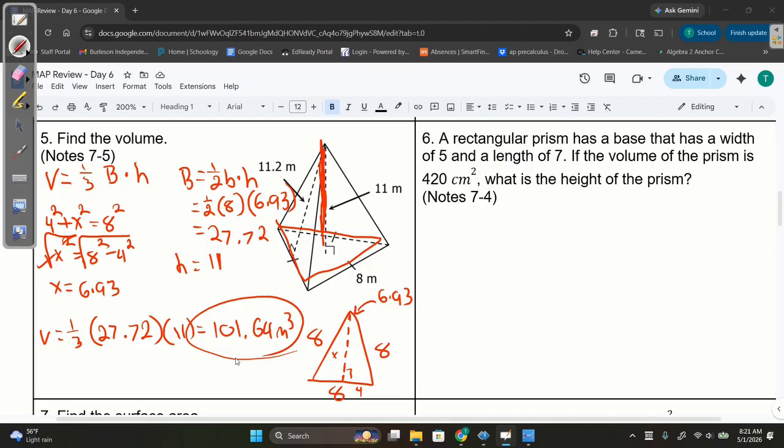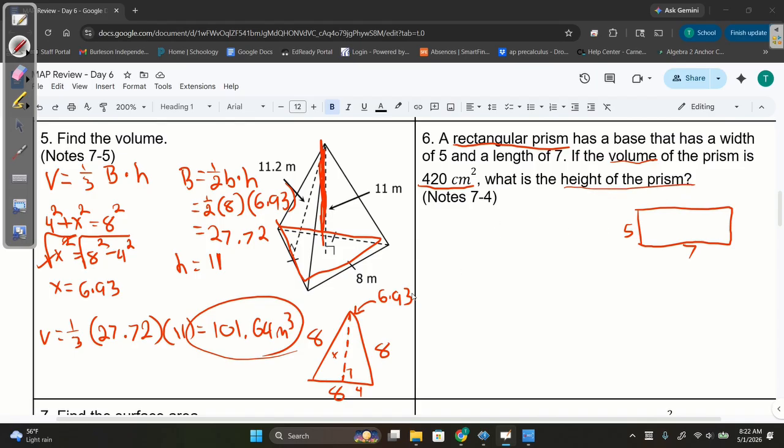Number 6, a rectangular prism has a base. So a rectangular prism has a base that has a width of 5 and a length of 7. A rectangular prism's base is a rectangle. That's why it's called a rectangular prism. It has a width of 5 and a length of 7. So I'm going to say this is 5 by 7. If the volume of the prism is 420 centimeters, what's the height of the prism?